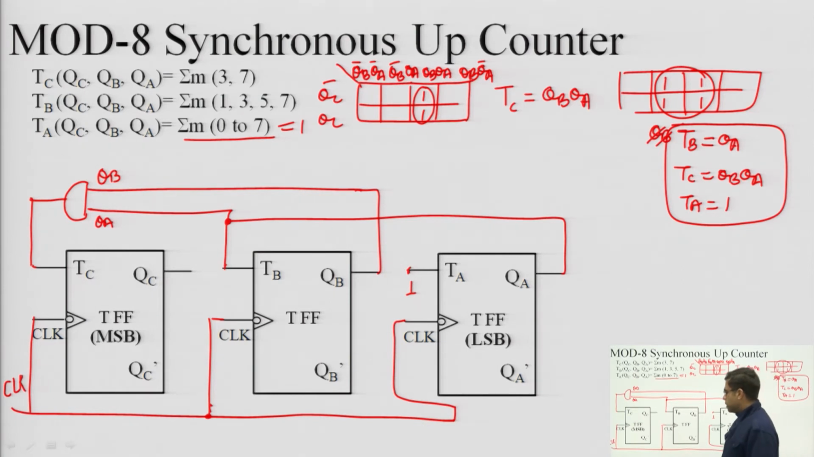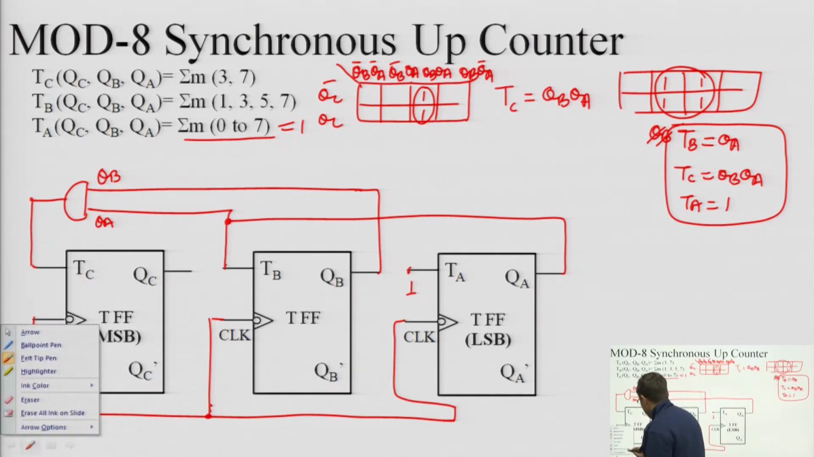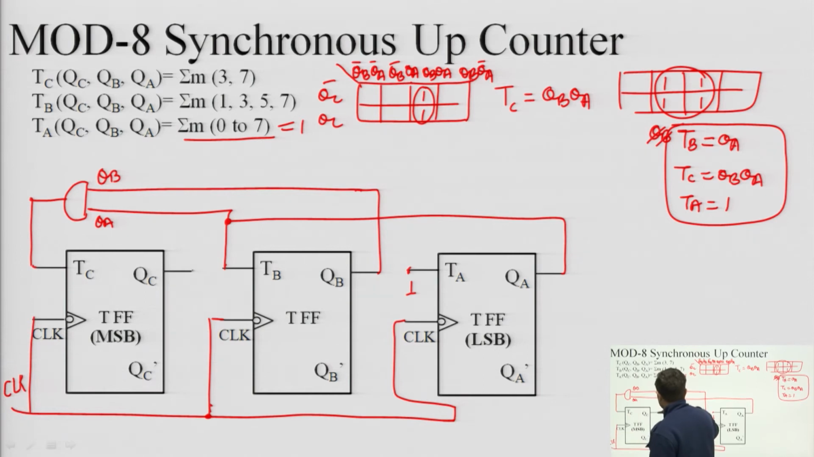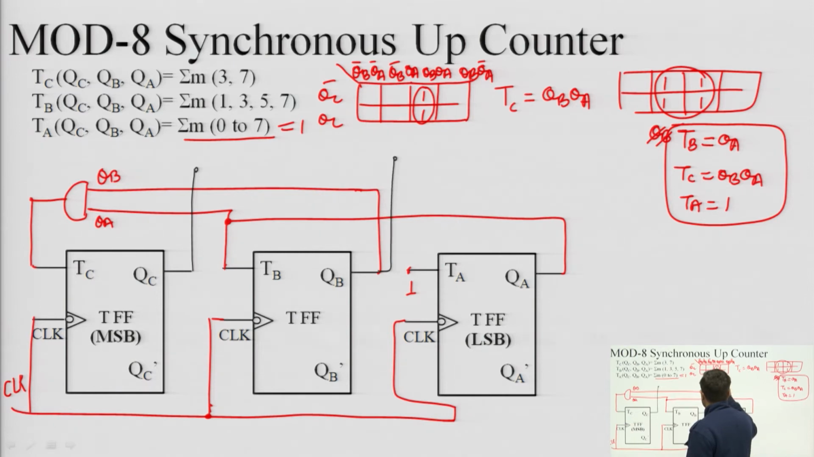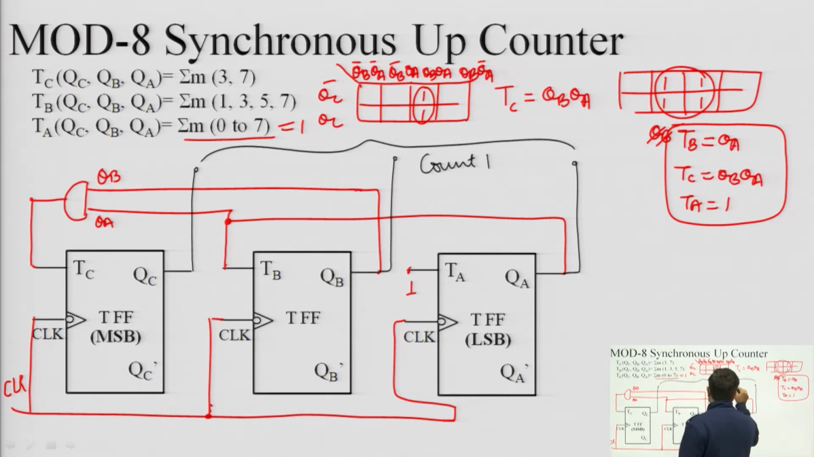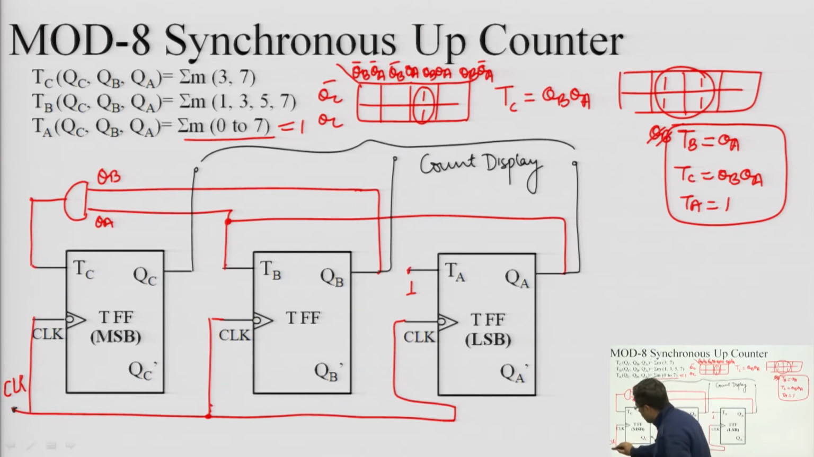Now I just need to display the count. For this I am changing the color, and the count can be displayed here. This will be my count display. In this way we can design a synchronous up counter. Similarly, we can design a synchronous down counter. Now, let us proceed to the down counter design.